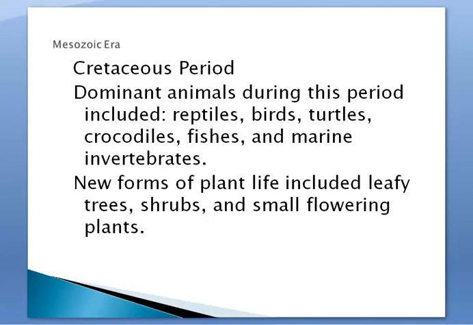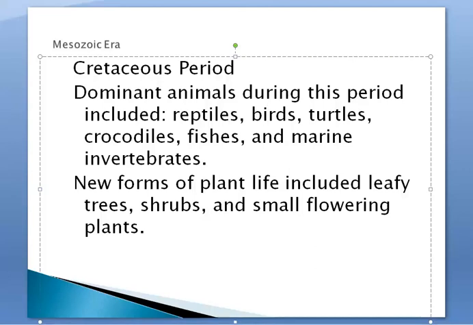And so after Jurassic, we had the Cretaceous period, and during the Cretaceous period, the dominant animals included reptiles, obviously with the dinosaurs, and then there were also birds, turtles, and crocodiles. Again, birds are relatives of the reptiles. Turtles are reptiles, crocodiles are reptiles, and then there's a lot of fish around, and there are a lot of marine invertebrates, which are just invertebrates that lived in the ocean.